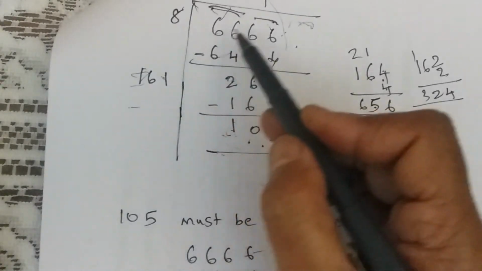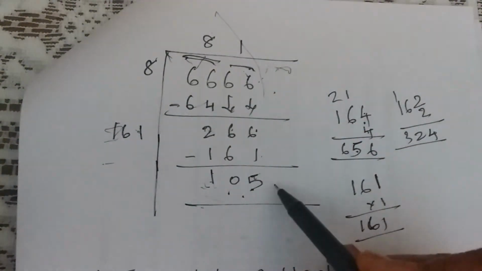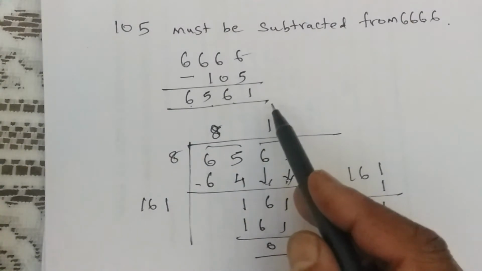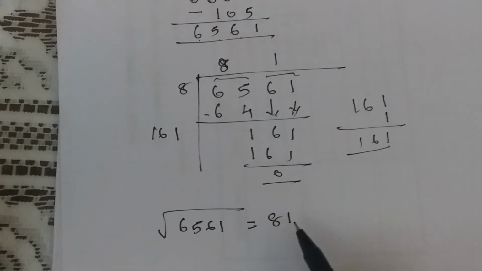When it was 6666, it was not a perfect square. We had the remainder 105. When you subtract that remainder, we are getting 6561. That is a perfect square, and whose square root is 81.